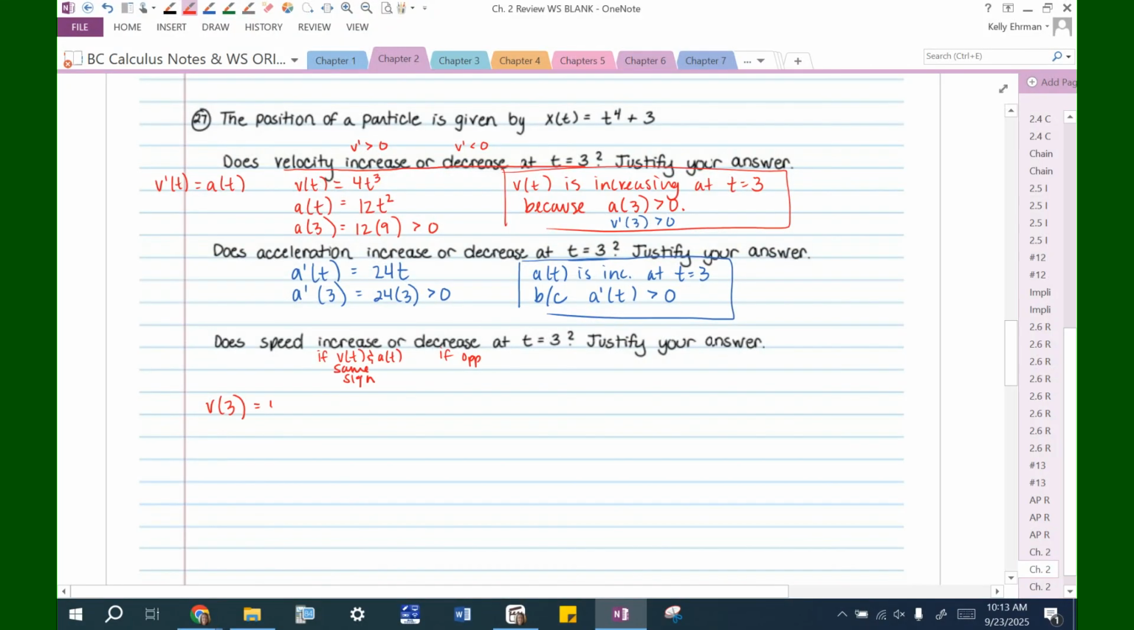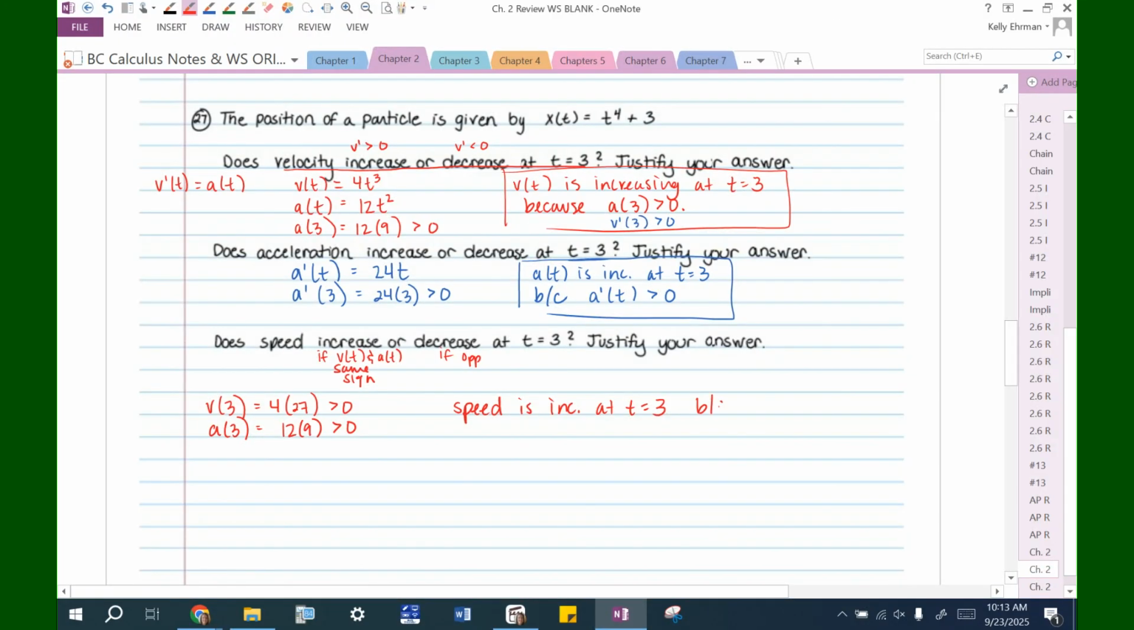v of 3 is equal to 4 times 3 to the third, which is greater than 0. a of 3 I did calculate. It was equal to 12 times 9, which is also greater than 0. So this means that the speed is increasing at t equals 3.